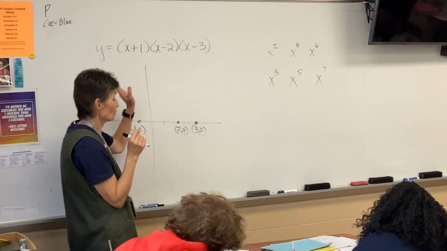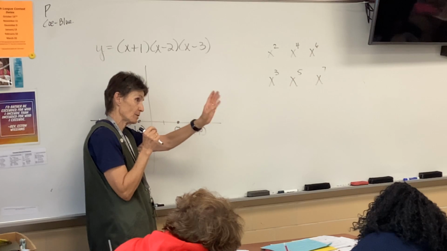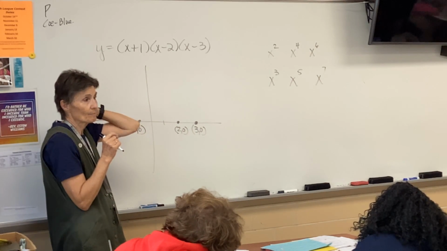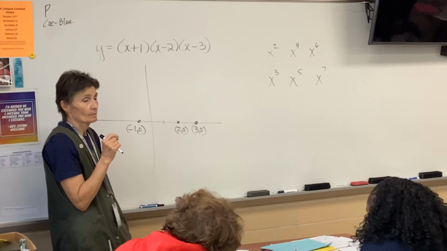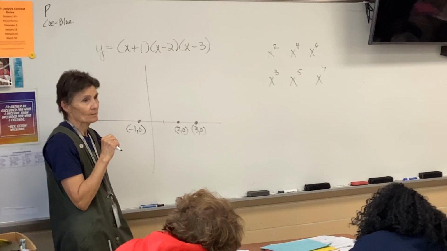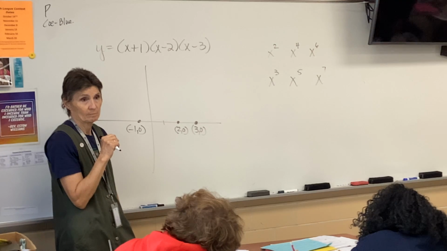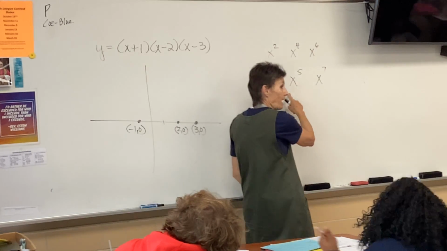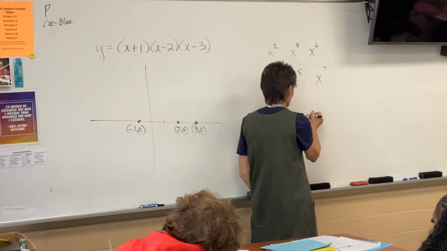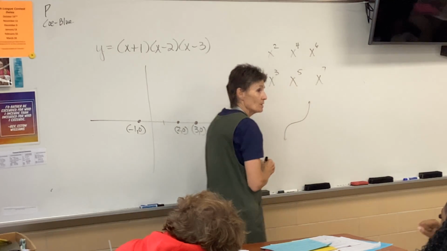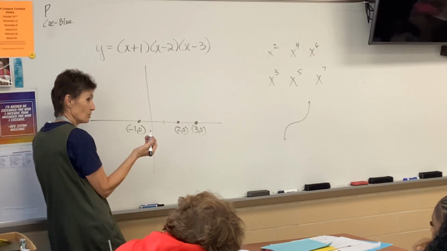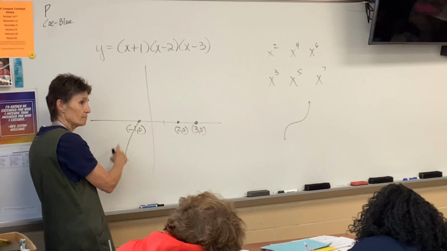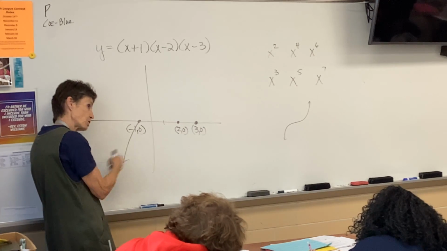Now, if I were to multiply this all out, and we are not going to do that, but if I were to multiply it all out, how many x's would I have? How many x's do I have? 3. So this is an x cubed. And what did we say about x cubes? All odds start down here and end up here like this. So I know whatever this looks like, it starts down here. So there it is. It starts down this way. That's where cubes start.